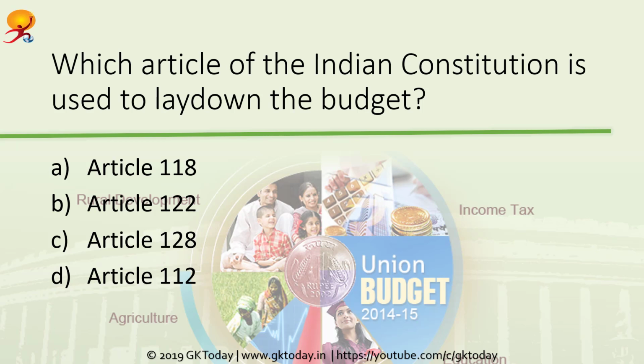Which article of the Indian Constitution is used to lay down the budget? Correct answer is Article 112. According to Article 112 of the Indian Constitution, the Union Budget of a year, also referred to as the Annual Financial Statement, is a statement of the estimated receipts and expenditure of the government for that particular year.